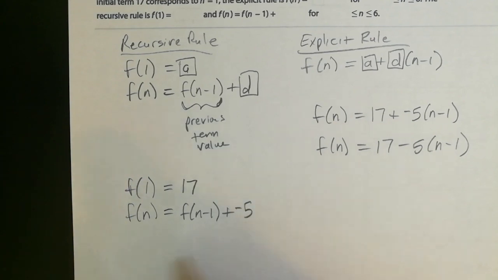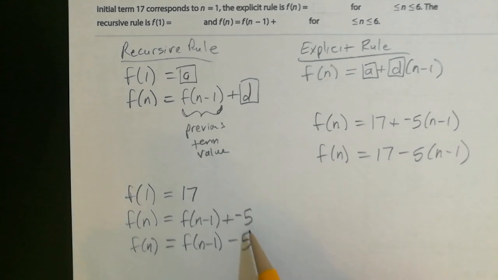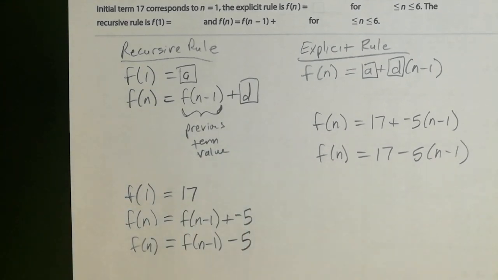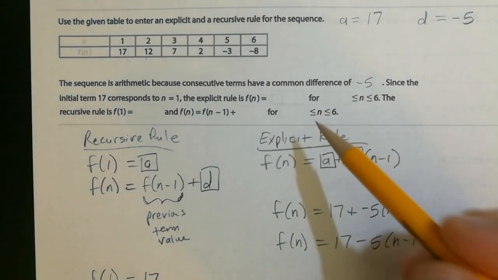So that should work. You could also write it like this, since we have plus a negative. Either one of those should work. This is actually acceptable in the sequence world. You can write plus a negative, just to really highlight what that common difference is. Now you notice there's some other things that it asks for here, which we can get into.